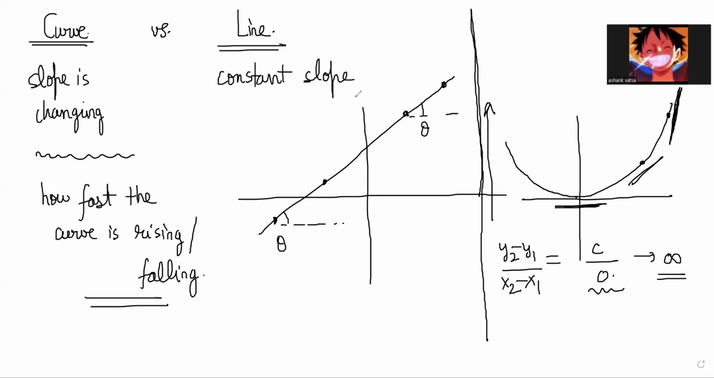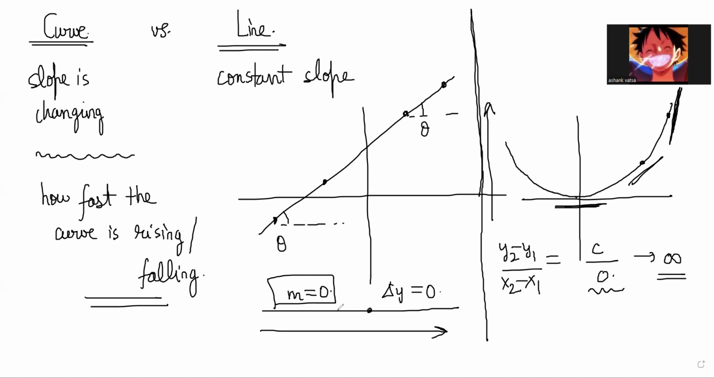On the other hand, if the line was horizontal, then x keeps changing, but y doesn't change, right? In that case, slope is 0. So that means the output is not changing even if you keep changing the x. And here the output is changing so much even if you are not changing the x. So basically, you should understand that the slope tells us how fast the curve is increasing or decreasing, right? That is an important concept in calculus, and that is why we are talking about slope right now.